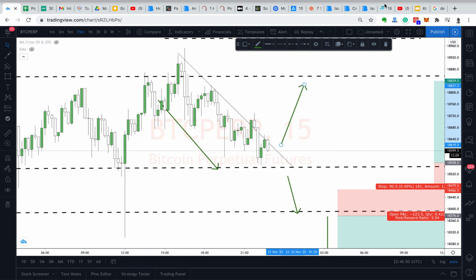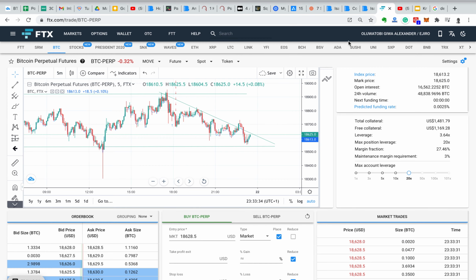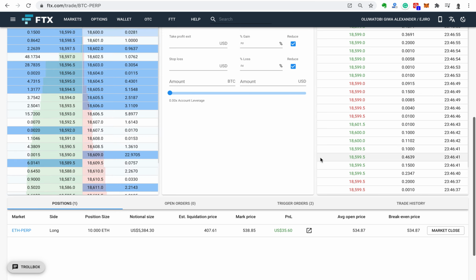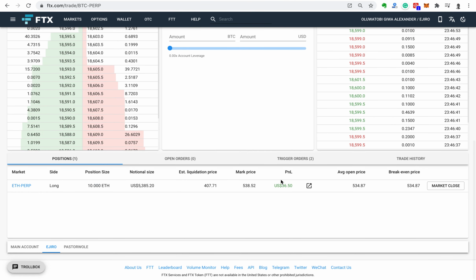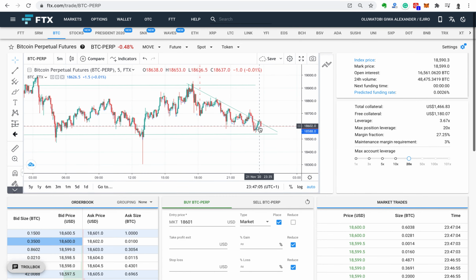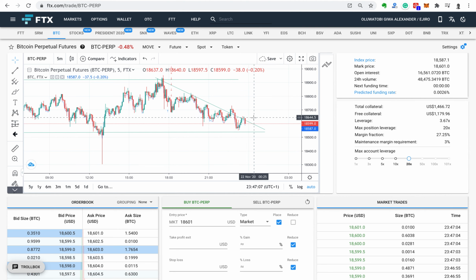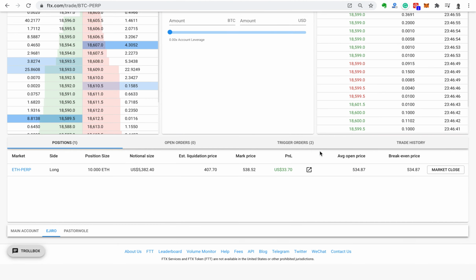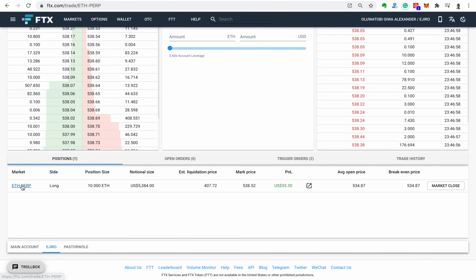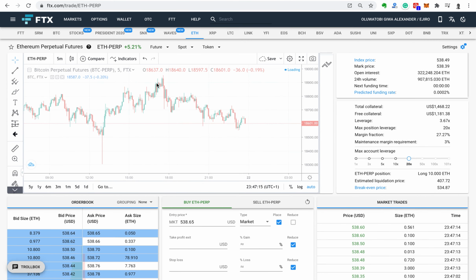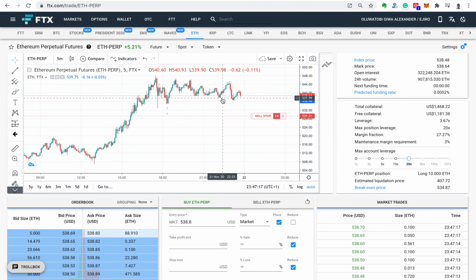So for instance, in this particular trade that I'm in now, okay, I'm in a trade now. You can see a profit of $35. It was $90 before, but it's reducing because the market is actually dropping. Can you see? That's actually Ethereum, so let me open it.